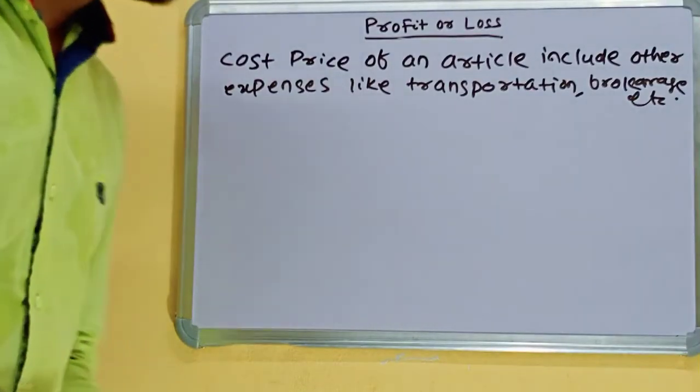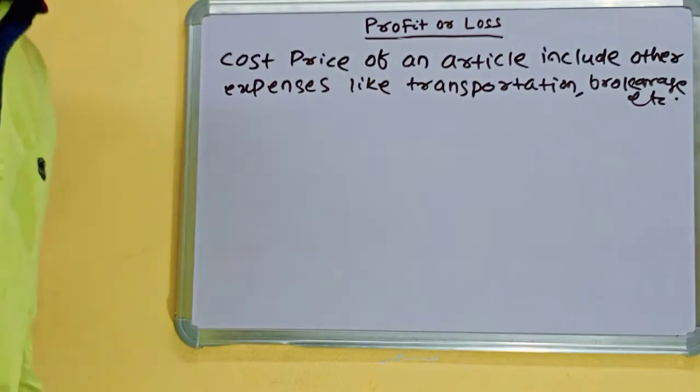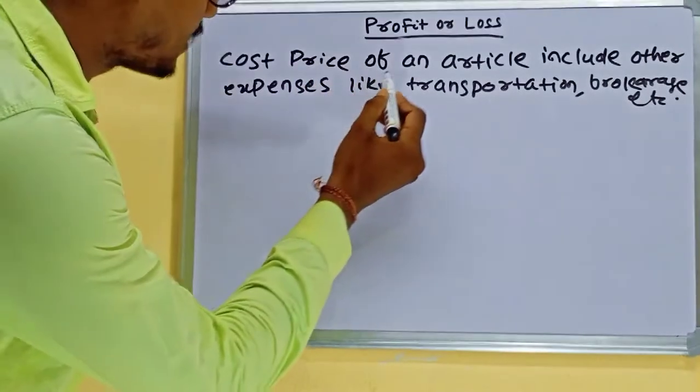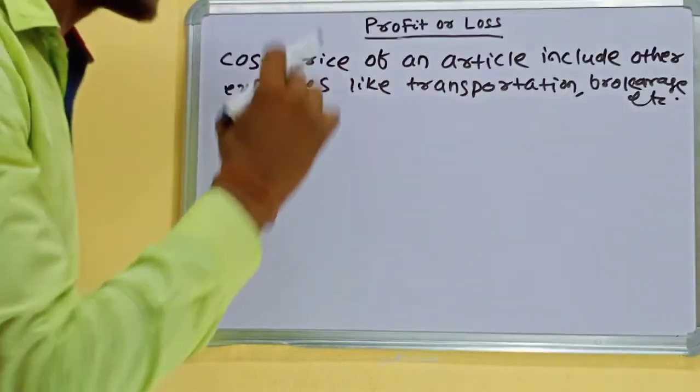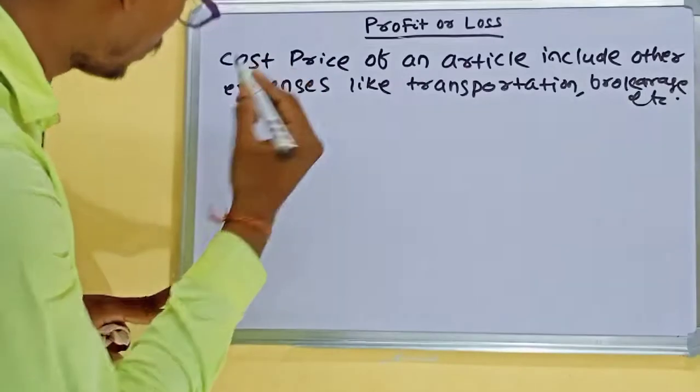Hello everyone. Today we start this class with an important term, that is, the cost price of an article includes other expenses like transportation, brokerage, etc. Then we explain the term through an example.